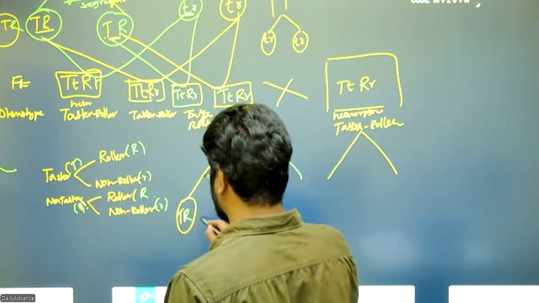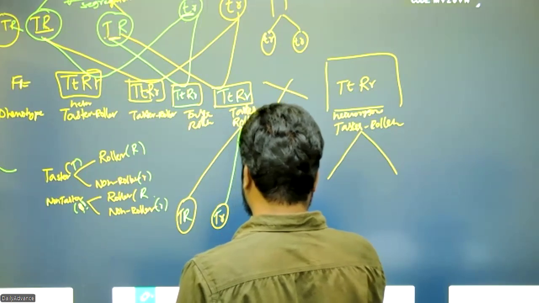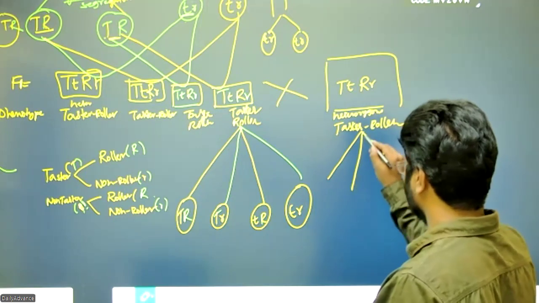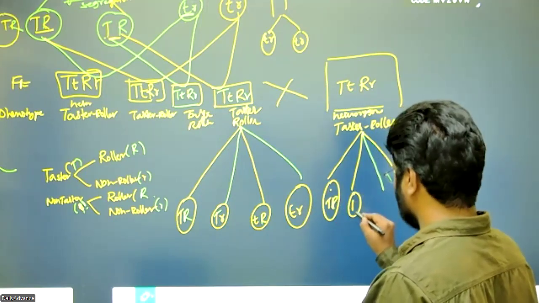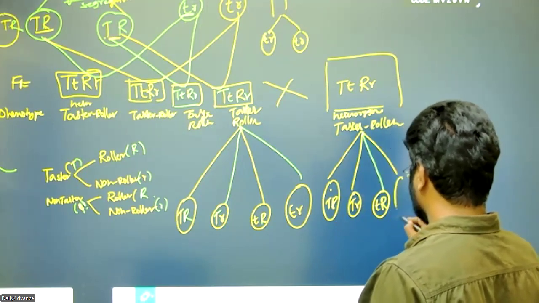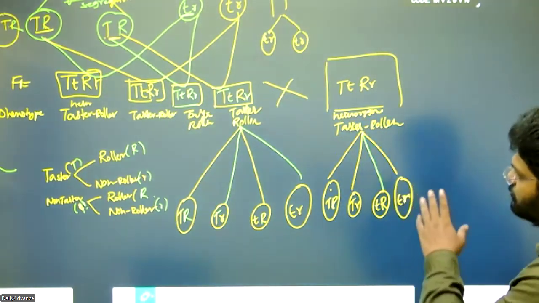TR, Tr, tR, tr. So here also 4 are possible, the same gametes: capital T capital R, capital T small r, small t capital R, small t small r. So this is 2 persons.